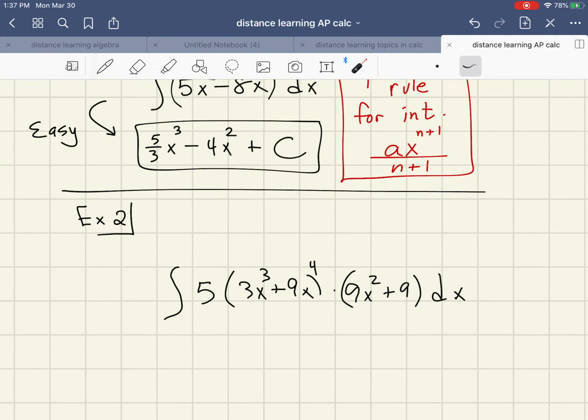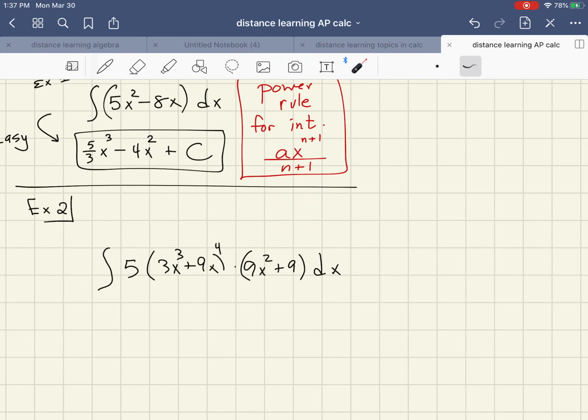Now, jumping in difficulty here, we have a very complicated looking function that we're trying to integrate. We could raise this to the fourth, multiply by the 9x squared plus 9, and multiply by 5, or we could try U substitution. So we kind of have a little bit of a chain rule look here. The derivative of the inside piece is kind of staring us in the face right here. The derivative of 3x cubed plus 9x is 9x squared plus 9.